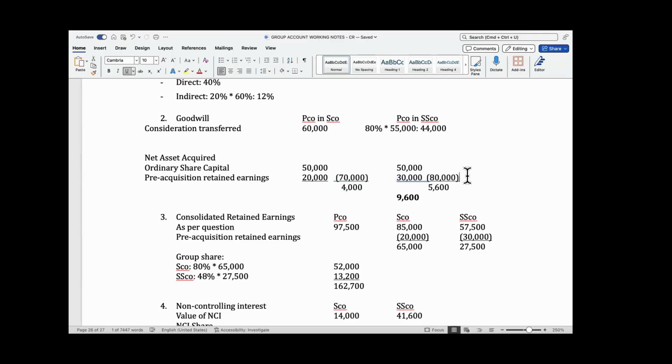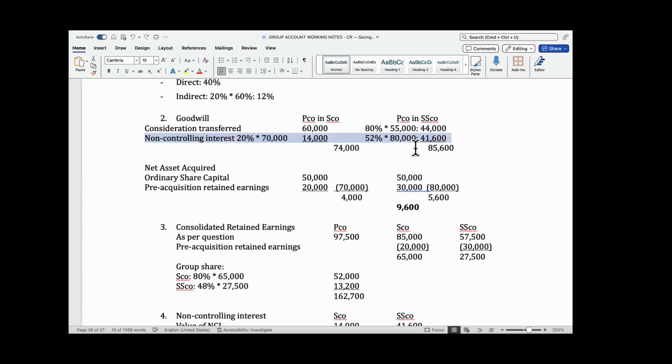This 80,000 here, the parent has 40. This 44,000 that the parent paid is to get 48% in SSCO. So if you do 48% of 80, what will it give you? 38,400. Okay, minus 44,000. 5,600. Like I keep telling you, this NCI here is just to compare 100 to 100.